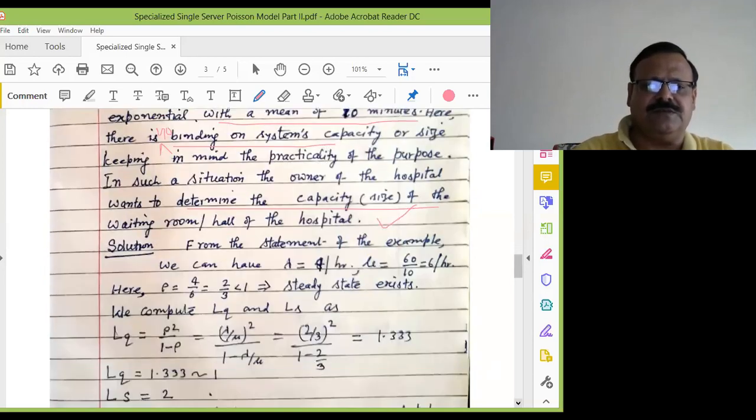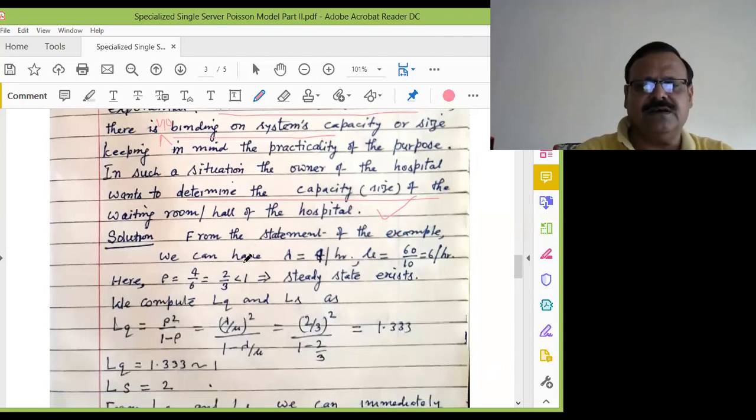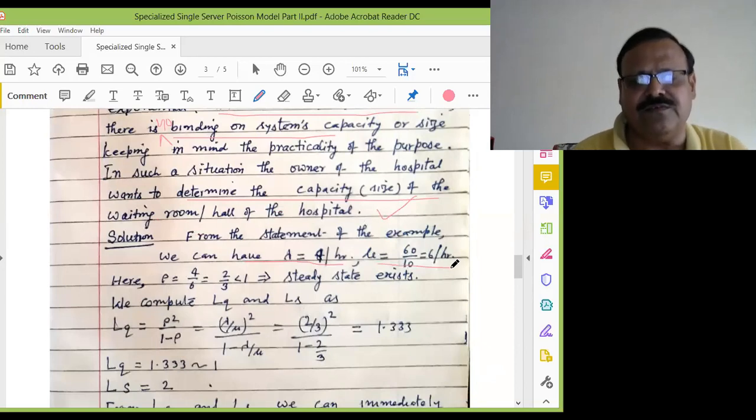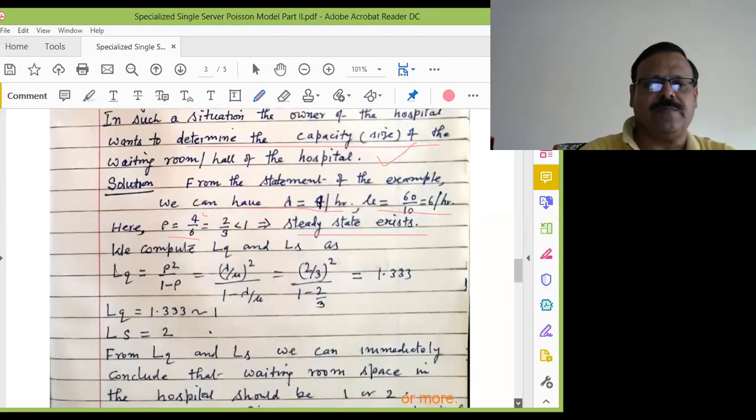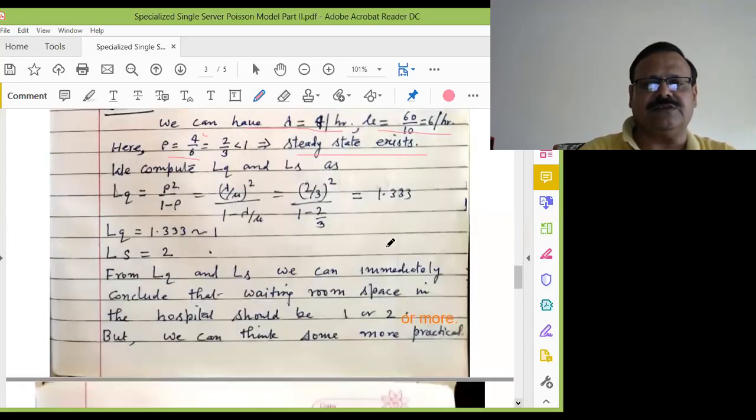From the statement of the example, we have lambda equal to 4, and mu equal to 1 in 10 minutes, therefore 6 in 60 minutes. So rho is equal to 4 upon 6, that is 2 upon 3, which is less than 1. This is the steady state condition. We compute LQ and LS here.